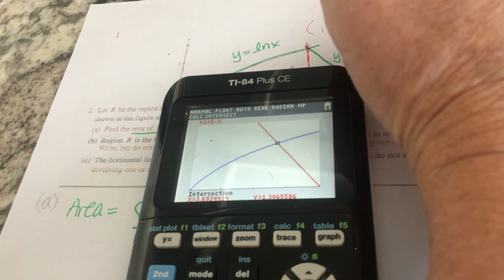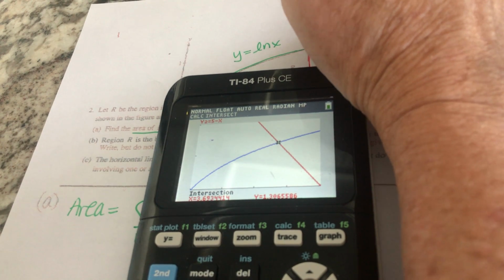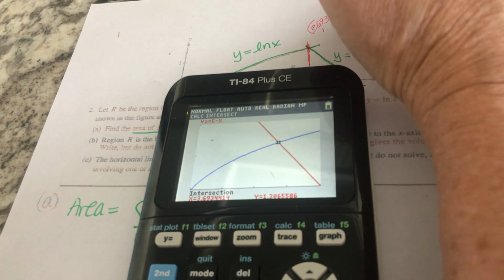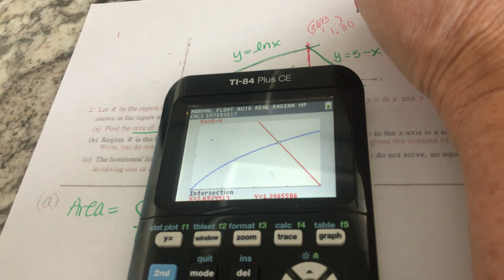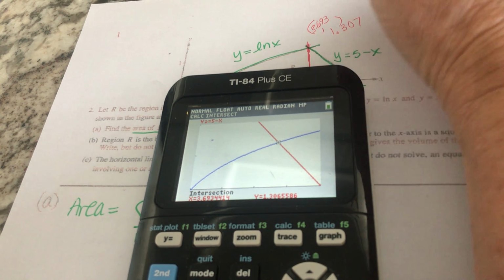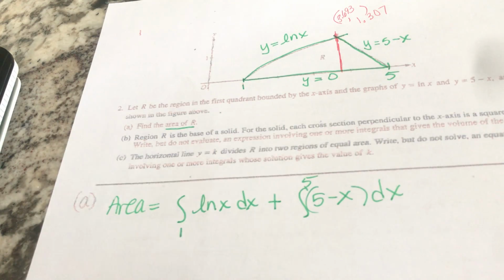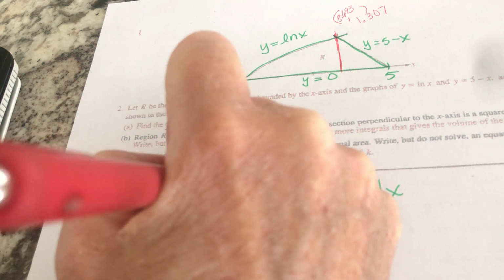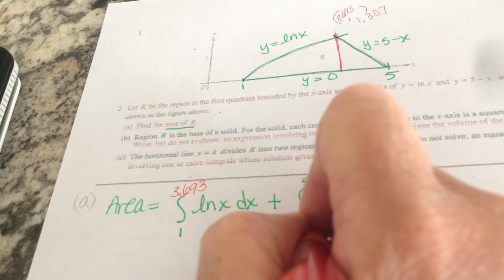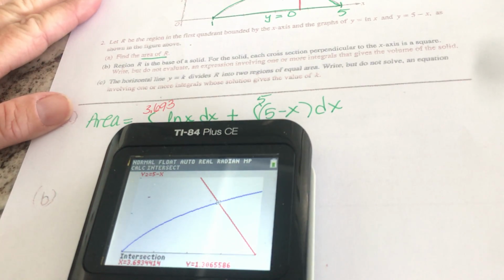So I'm going to write that down. That's 3.693. And the Y value, because people who did this with respect to Y need the Y value instead, 1.307. We're going to round to that third place. So now we know for the X value, this is 3.693 and 3.693 down here. So how do we put that in our graphing calculator?